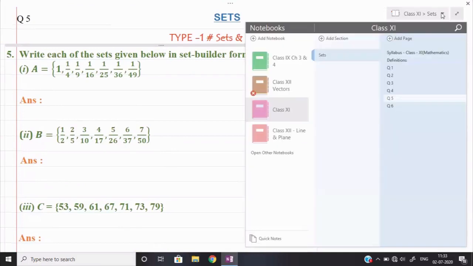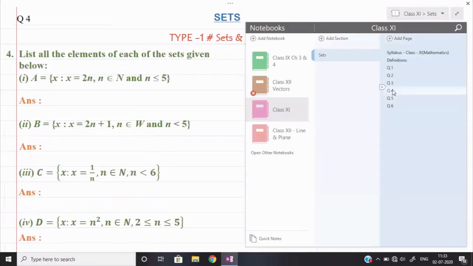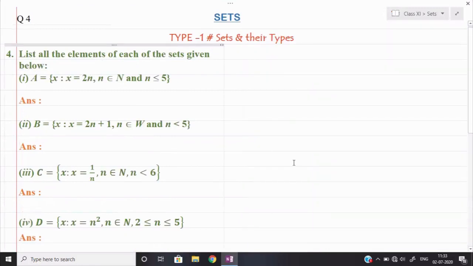Before that, we can quickly finish question number 4. Here also the same job needs to be done. The set is given in set builder form and we have to convert it into roster form, because if I want to list out all the elements, I am converting into roster form. So let us solve one more question like this.